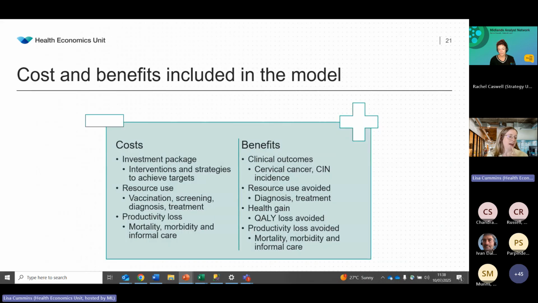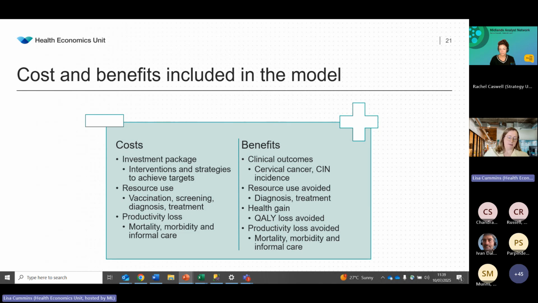Let me take, yeah. So in terms of costs and benefits, in terms of costs, we included the investment package that was required to implement the interventions that were aimed at achieving the targets. Resource use associated with vaccination and delivery of various programs and diagnosis, so it covered any costs associated with vaccination, screening, diagnosis, and treatment. We also included productivity loss associated with mortality, morbidity, and also informal care.